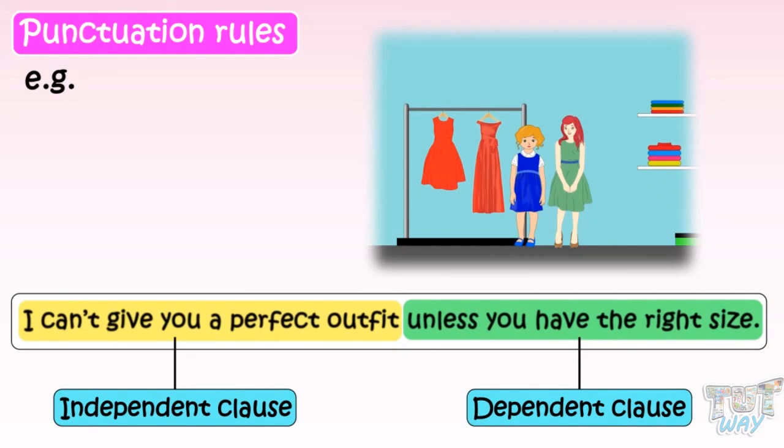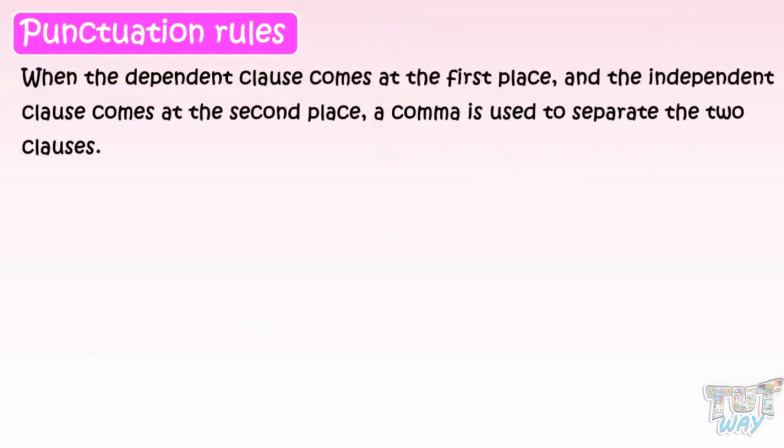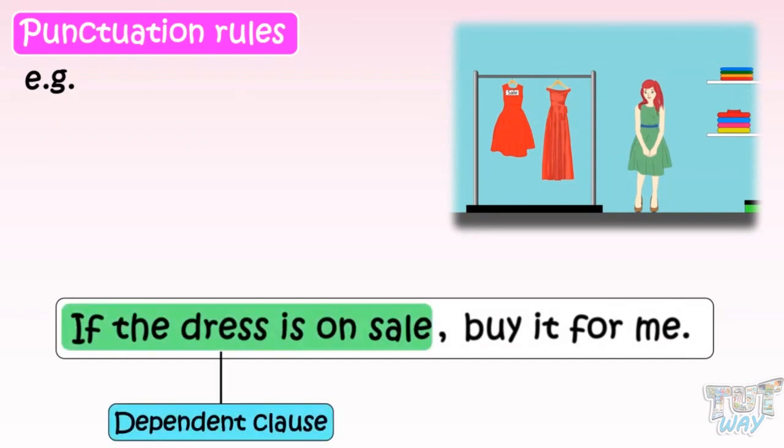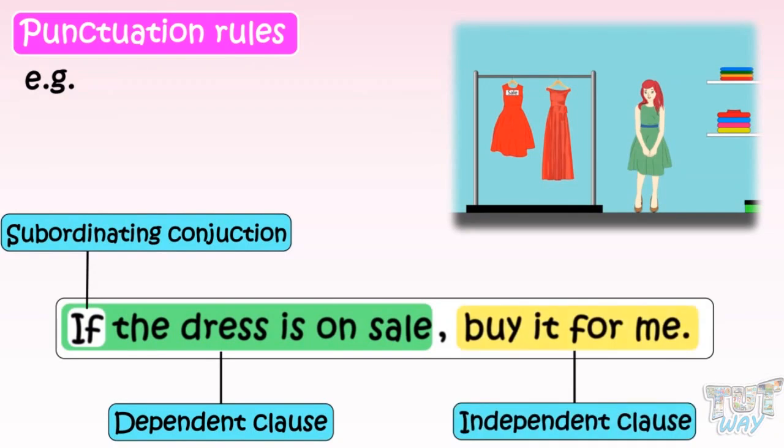Now, let's learn about the second rule. When the dependent clause comes at the first place and the independent clause comes at the second place, a comma is used to separate two clauses. For example, if the dress is on sale, buy it for me. Here, the first clause is a dependent clause, and it is starting with the subordinating conjunction, if, and the second clause is an independent clause. So, we have used a comma between them.